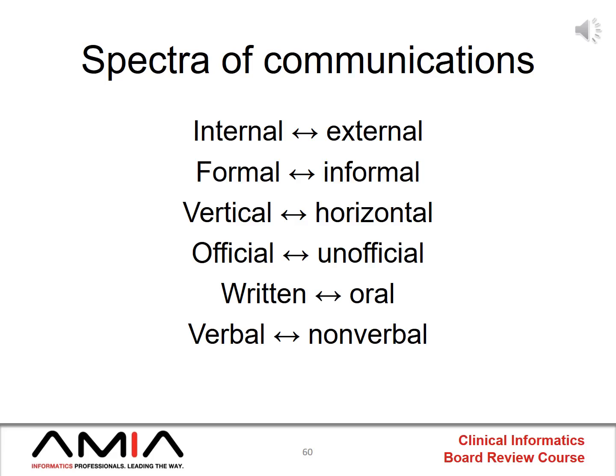Similarly, if you are engaging in a very formal communication versus a very informal communication, how you decide to communicate may be very different. Vertical and horizontal communication. So horizontal communication would be an example of 2 colleagues communicating with each other, whereas vertical communication is when a subordinate is communicating with his or her superior or vice versa. Obviously, you can have official and unofficial communications, written versus oral, and verbal versus nonverbal.